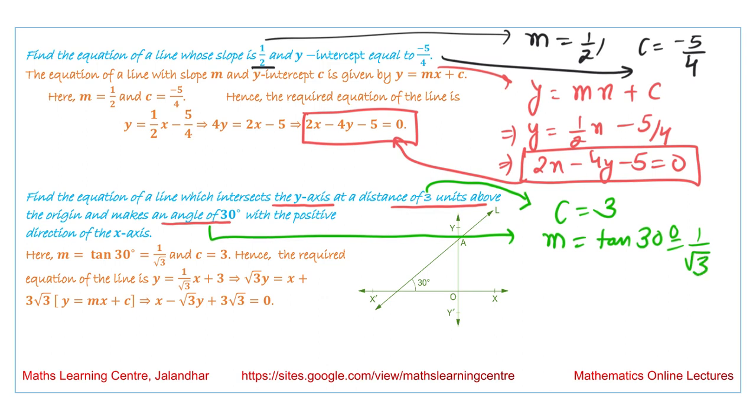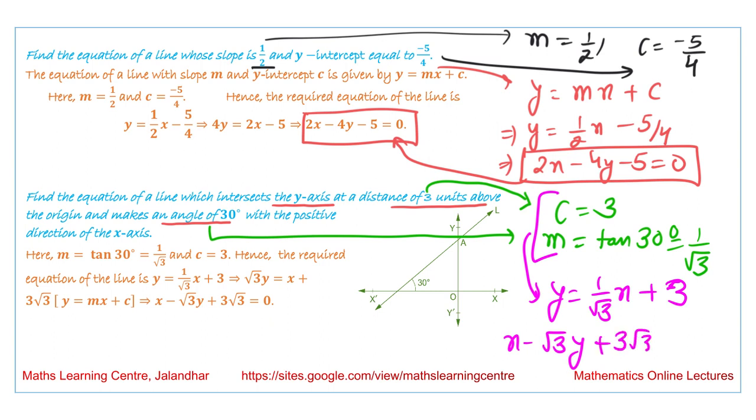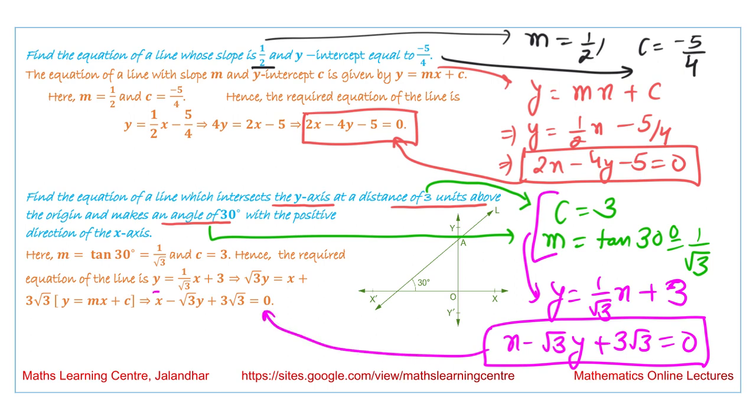So the equation of this line is y is equal to mx plus c. On solving this, if we multiply the whole equation by square root 3, the answer we will get is x minus root 3 y plus 3 root 3 is equal to 0. So this is the equation of this line, which is 3 units above on the y-axis. It is intersecting the y-axis at this point.